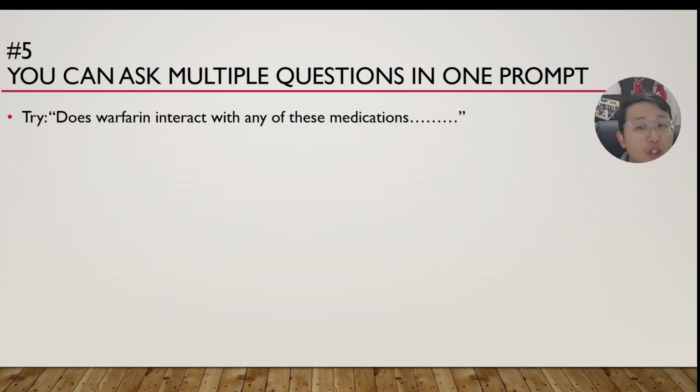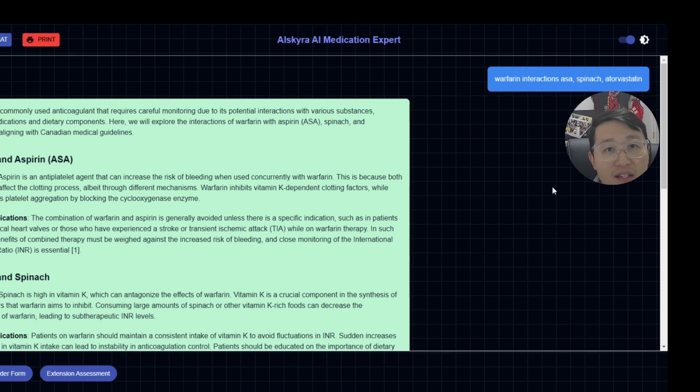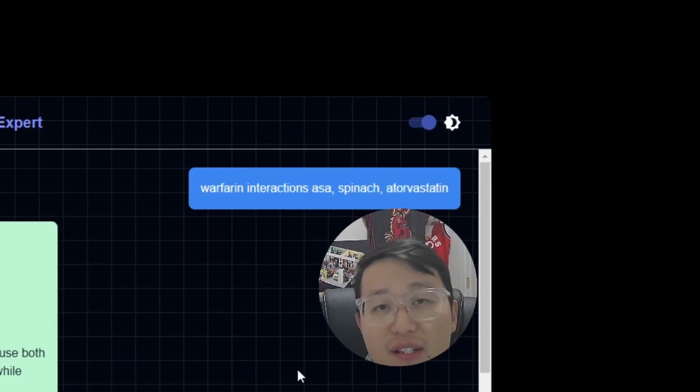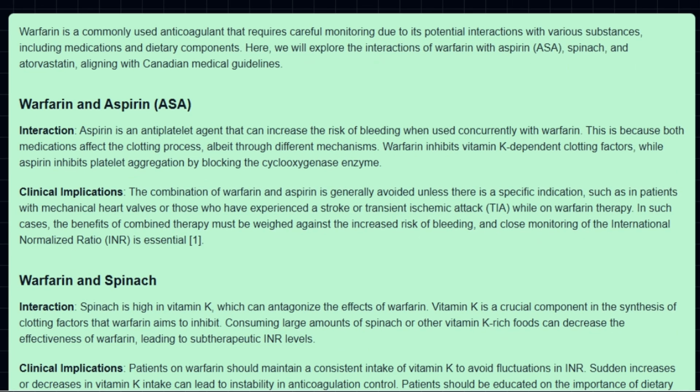Lastly, you can ask multiple questions in a single prompt. In this example, I've used warfarin interactions, ASA, spinach, atorvastatin, and the AI will analyze warfarin with every single one of those items.